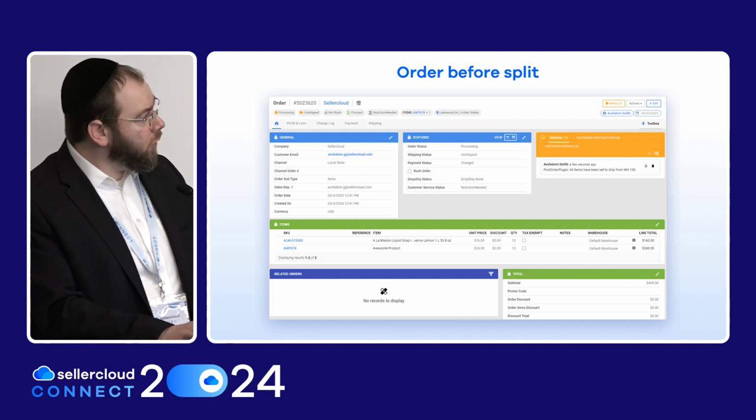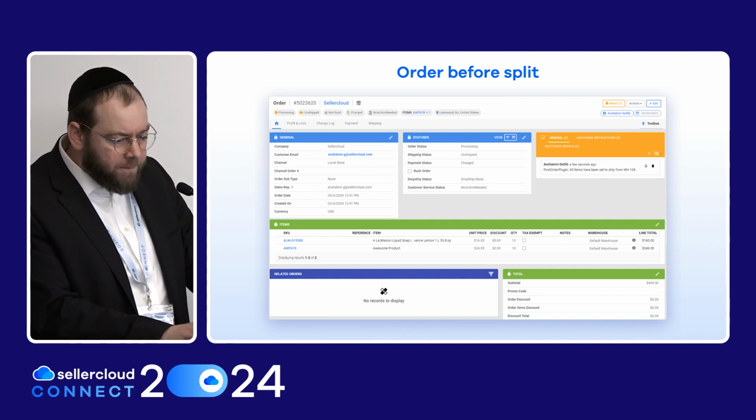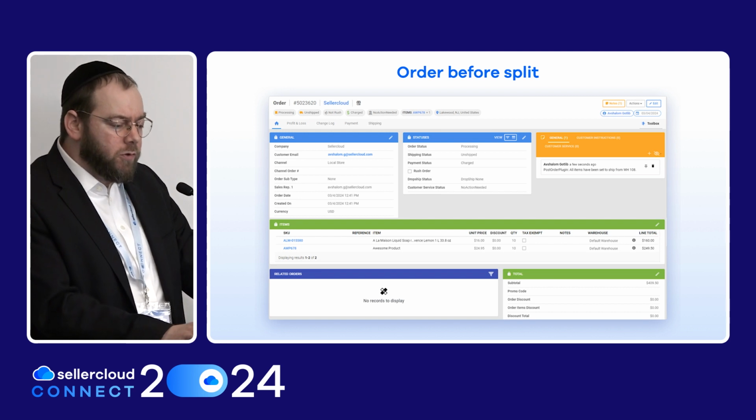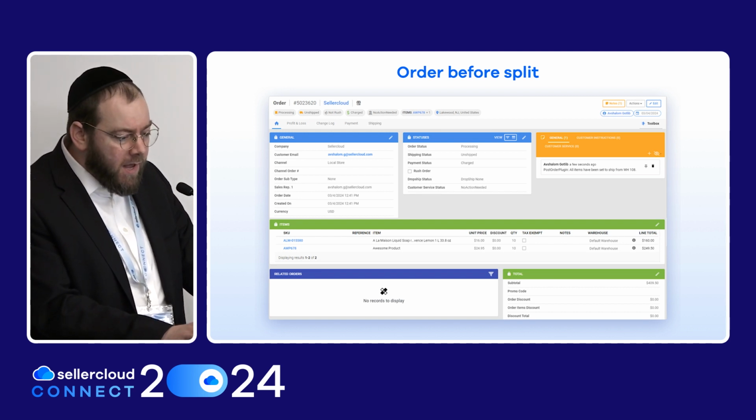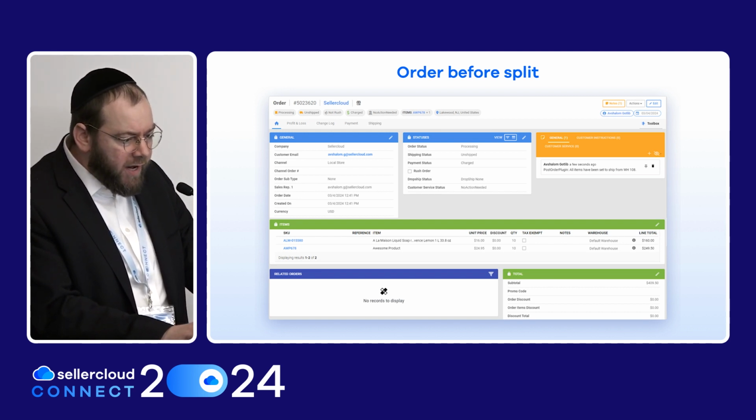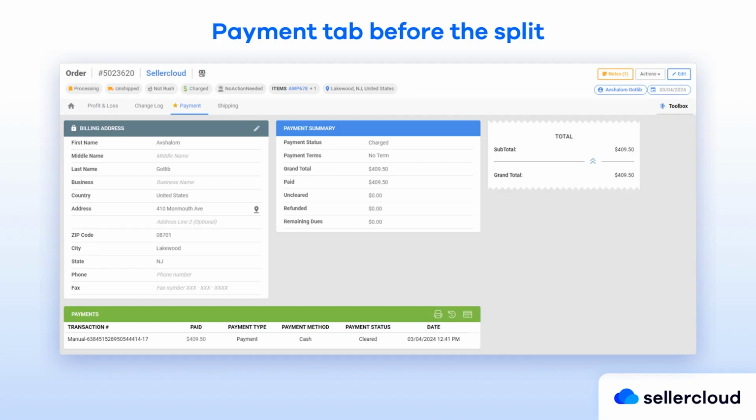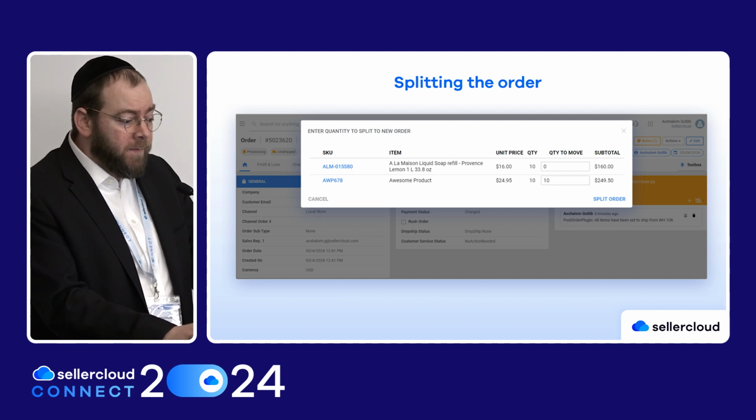So we have here an order with two products. The total on this order is $409.50, and this order has been paid for. If we go on to the payment tab before the split, you can see that there's a payment summary for the full amount of the order, and in the payment details, we have a record of that payment. Orders that were split before payment is a totally different story. In most cases, orders are split after they're marked as paid. So we go ahead and split the order.